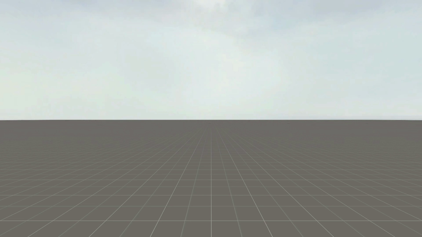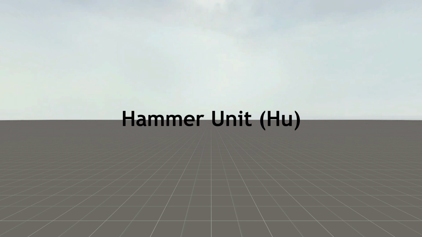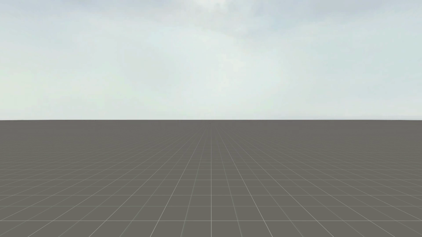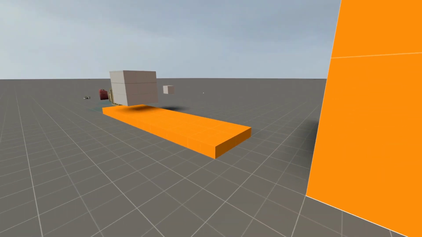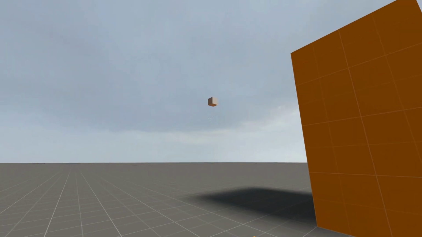In the short I made about 2 weeks ago, I explained hammer units and their relative size. With the knowledge that each hammer unit is 1.905 centimeters in real life terms, we can figure out the sizes of things within Source games. So that's what we're gonna do today. Let's talk about measurements. If you remember, I showed this cube last time, which is what an object the size of one hammer unit looks like.